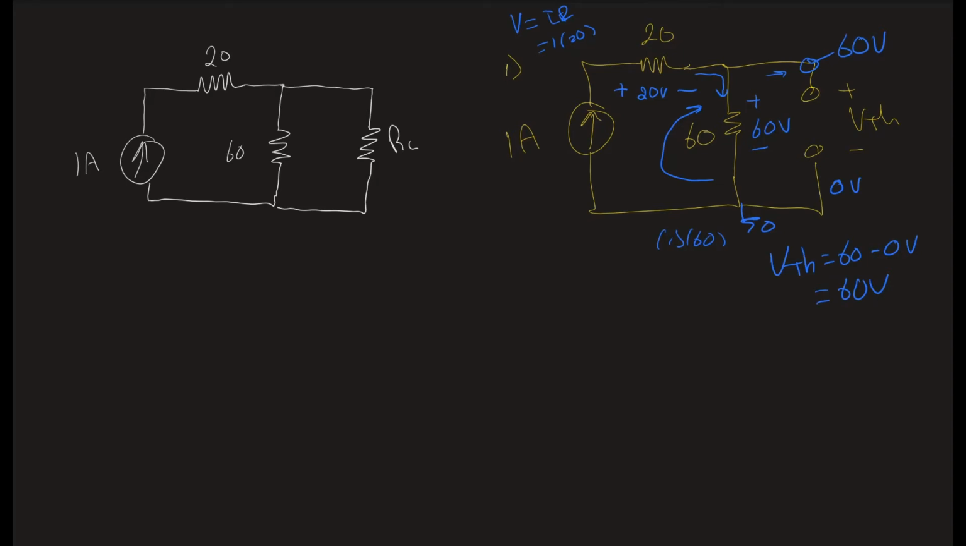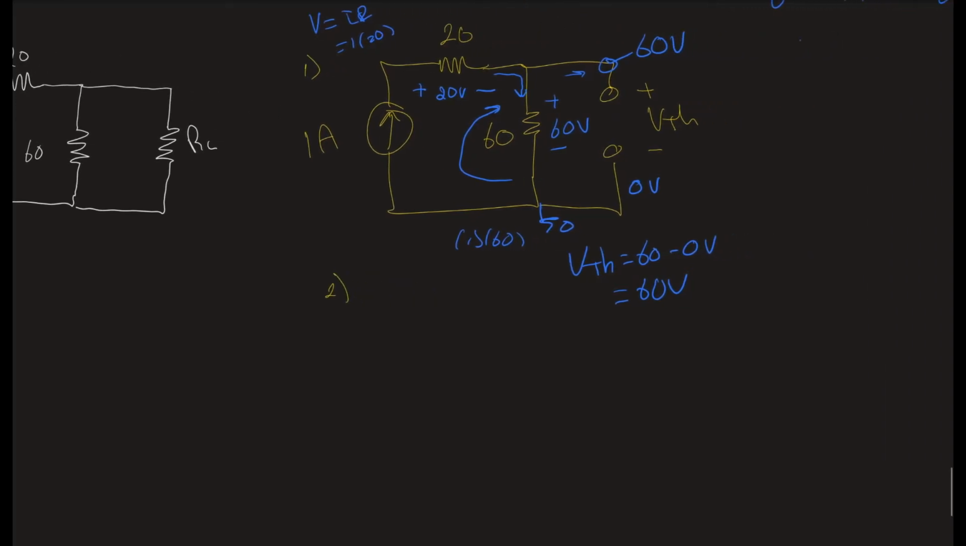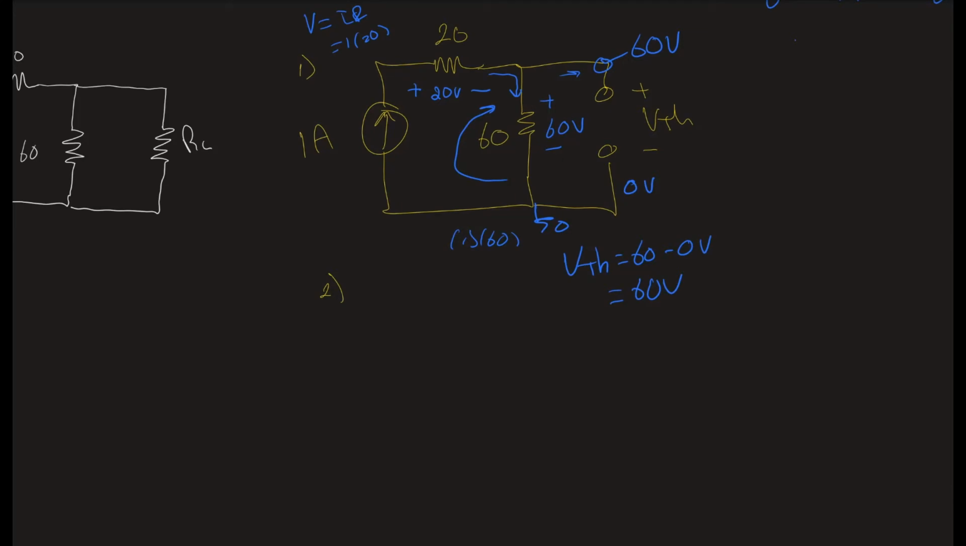Now if we want to get the R Thevenin, remember we have to remove all the power supplies and we have to calculate the resistance. So remember, with a current supply, that means we open. And so I have this, and we need to solve for the resistance from here to here. Now look, this is even easier.